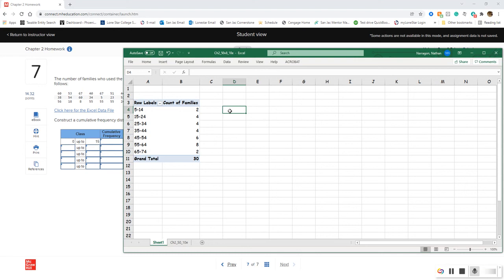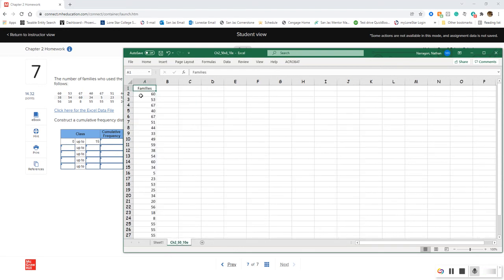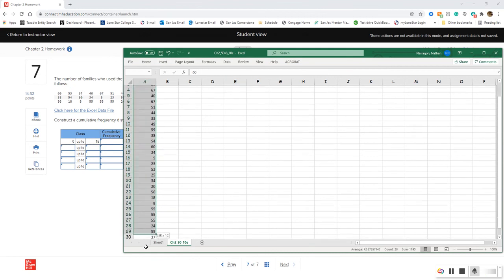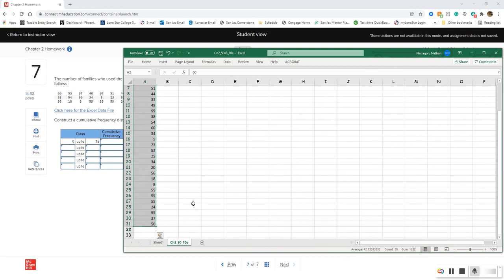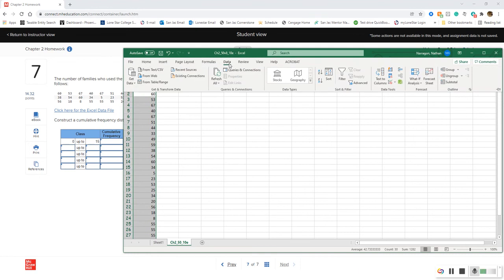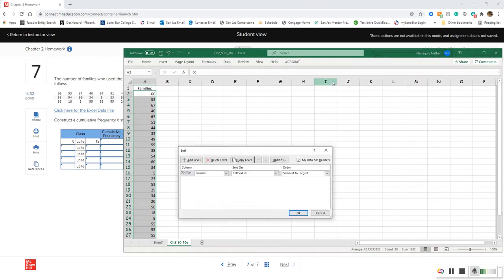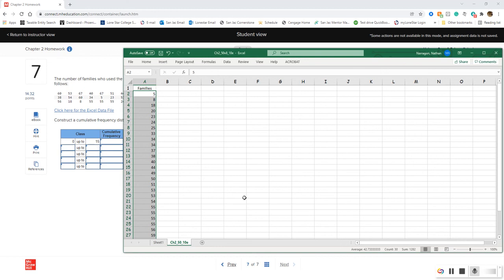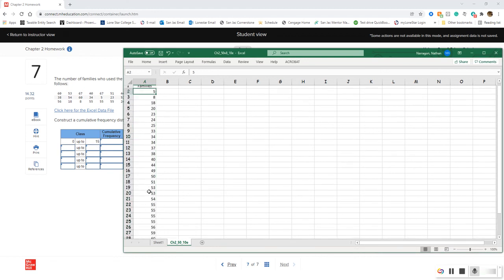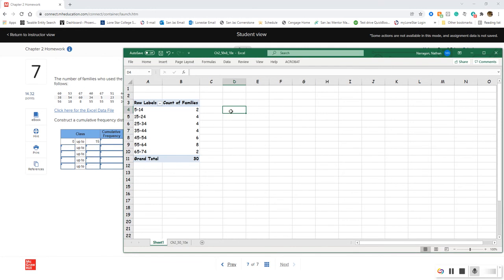There's two ways again of figuring this out. First off, we can go to our original data set and highlight our numbers. And again, go to data and sort smallest to largest. So smallest is 5. Our largest is 67.